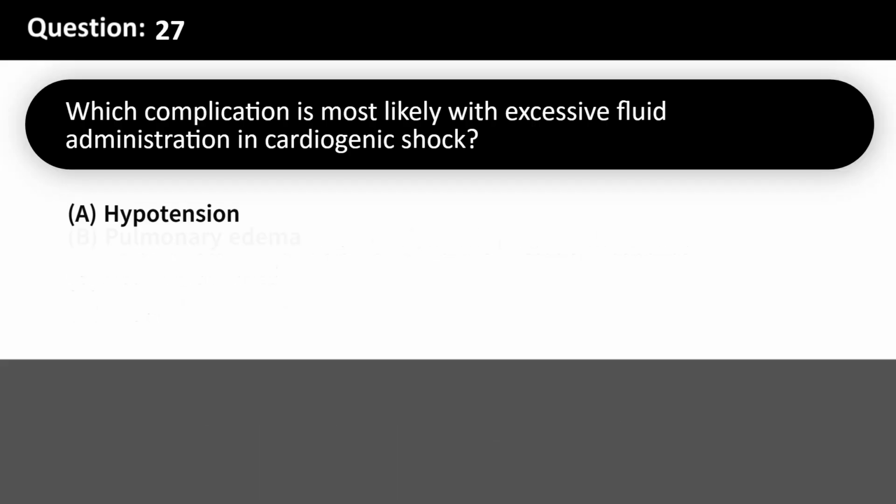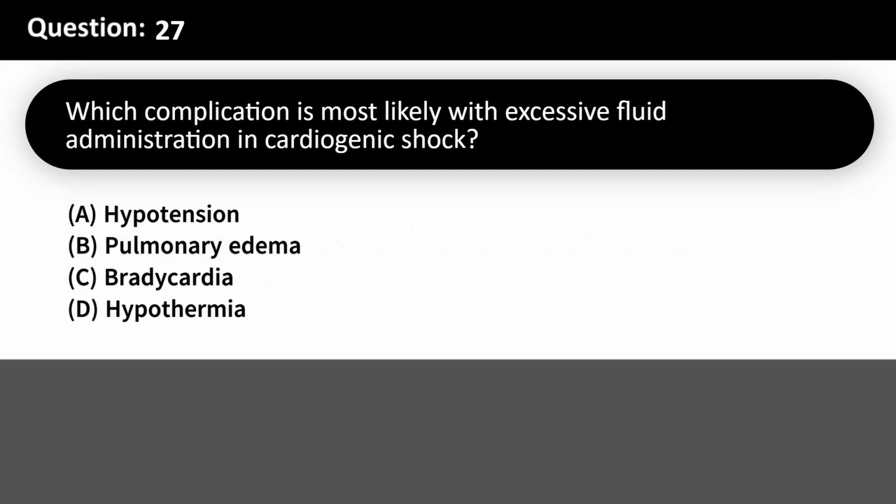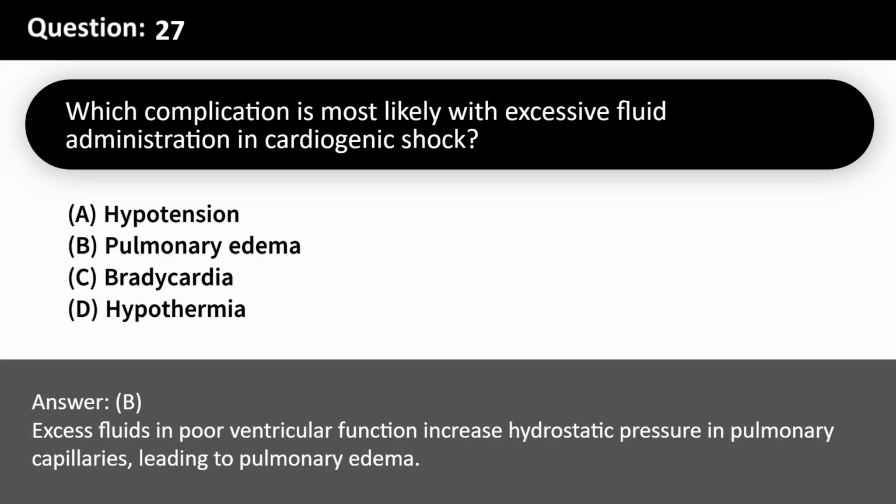Which complication is most likely with excessive fluid administration in cardiogenic shock? A. Hypotension. B. Pulmonary edema. C. Bradycardia. D. Hypothermia. Answer: B. Excess fluids and poor ventricular function increase hydrostatic pressure in pulmonary capillaries, leading to pulmonary edema.